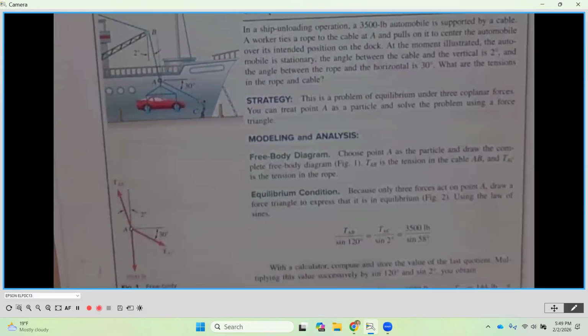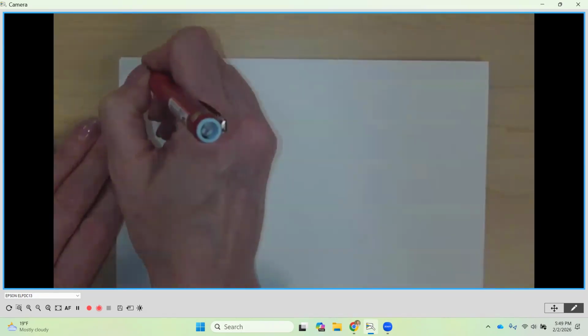So first things first, I'm going to get my paper out of the way here, and we are going to get started with the diagram and such, okay? So this is sample problem 2.4.